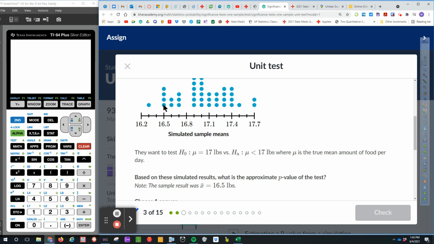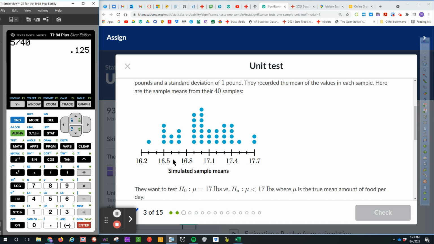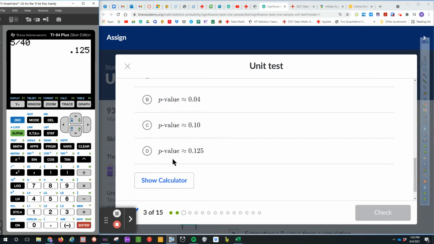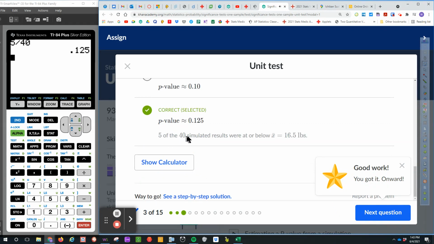So here, you count 16.5 right here. And how many are there? 1, 2, 3, 4. Now, because this is less than, I need to add this dot as well. So 1, 2, 3, 4, 5. 5 divided by, by the way, how many dots? 40 dots. And that is my p-value. My p-value is 0.125. Okay, so 5 out of the 40 simulated results were at or below x bar equals 16.5.